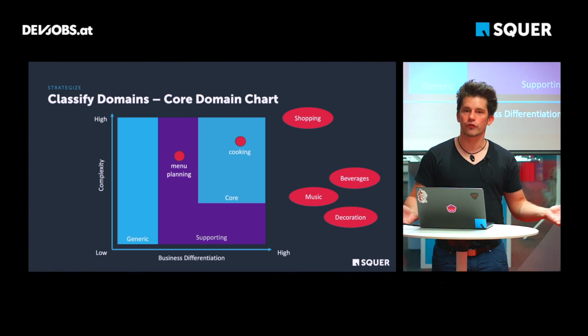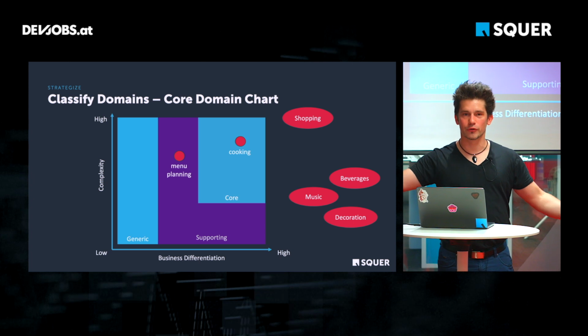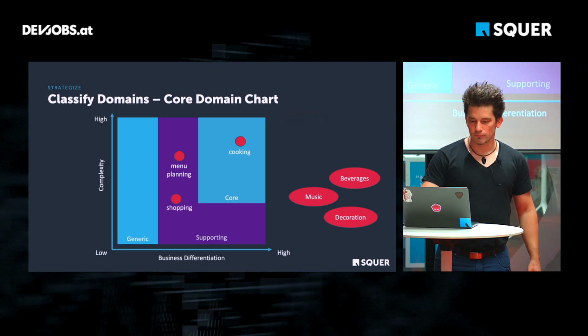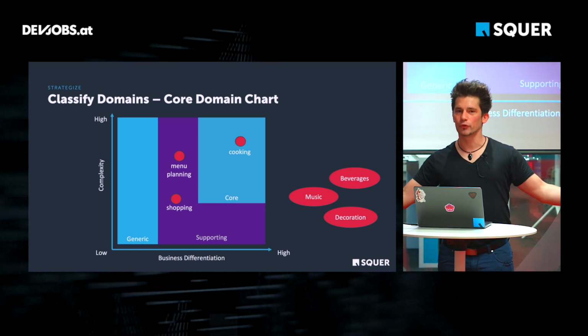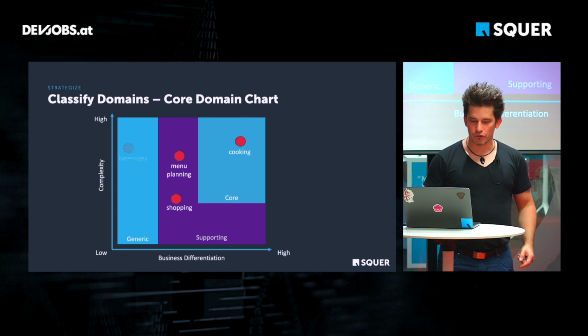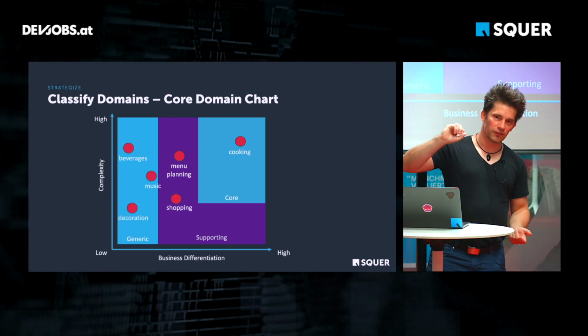The menu planning is just a supporting thing. I need that, because if I don't have a plan, I don't know what to cook, but it's still something that everyone probably does. Shopping is the same thing. Everyone would go to a supermarket and buy the ingredients. There's no big deal with that. And the three parts here, beverage, music, decoration, are in the generic area.